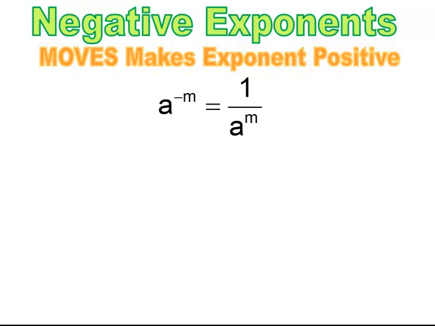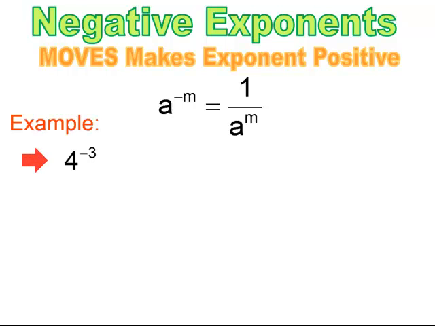So if I have a to the negative m power, that means it needs to go under 1 in this case, because there's nothing left up top. So I end up getting 1 over a to the m power. And I made the power positive when I moved it.